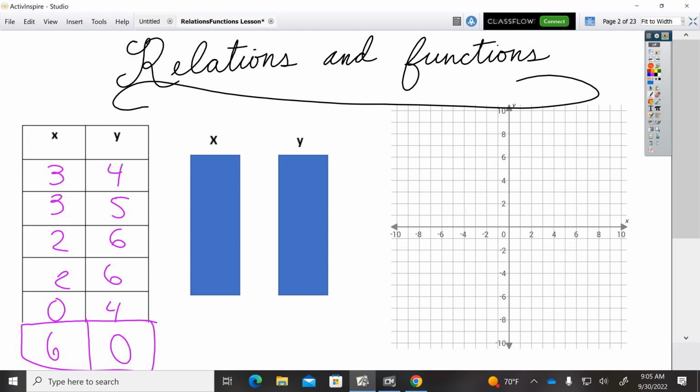So, first, let's label our domain and our range. How many values of the domain do we have here? Incorrect. Look again. I expected 6. Now, fix it. 4 because they can't be repeated. So this is 3, 2, 0, and 6. All the other ones are repeated numbers. You don't have to write it twice. You only write it one time. Now let's do the same thing, but with the range values, the y values. So 4, 5, 6, 0.